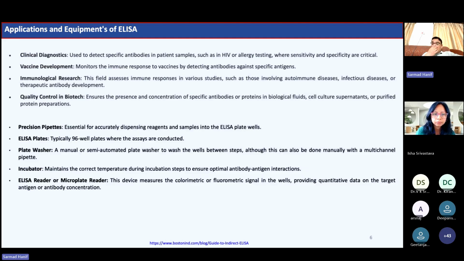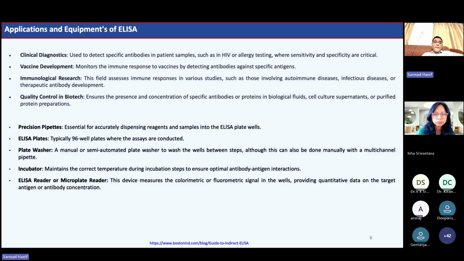For vaccine development, it monitors the immune response by detecting antibodies against specific antigens. Antigens can be proteins or polysaccharides. It gives you the IgG, whatever you are estimating, either IgG or IgM, in terms of its units, which is generally ELISA units per ml. So it gives you the correct number. It can quantify. It is not a qualitative test. It can quantify the antibodies.